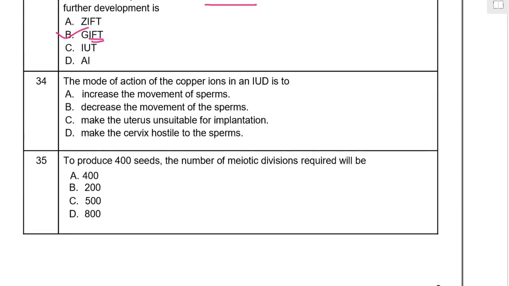Question 34. The mode of action of copper ions in an IUD, intrauterine device, is to. So what is the function of copper? Copper basically decreases the movement of the sperm. It decreases the sperm movement, so definitely it won't reach the ovum for fertilization.